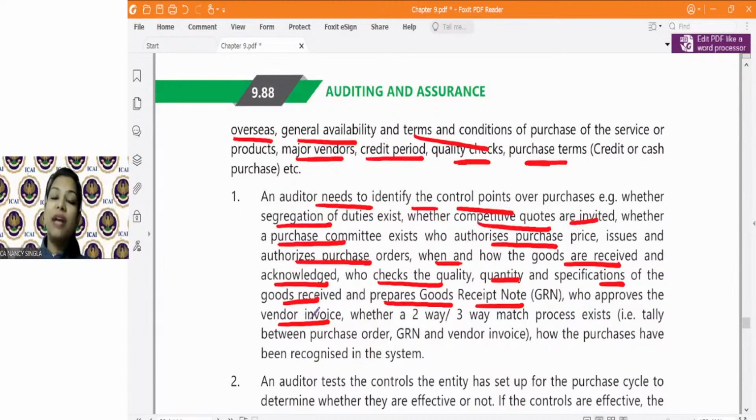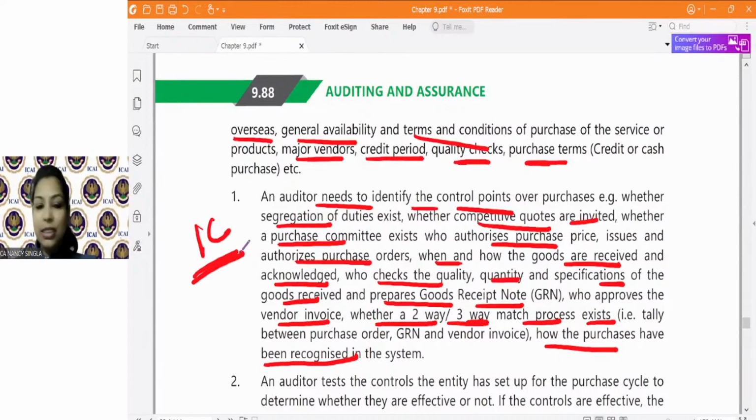Who approves the vendor invoice? Vendor invoice जब वहां से आया है तो the price should have been mentioned. तो with respect to the copy, buyer's copy of that vendor invoice, who is approving that? Whether a two-way, three-way match process exists or not. What is this? We will discuss how the purchases have been recognized. तो basically क्या है, internal control पूरा check कर लिया हमने, ठीक है.